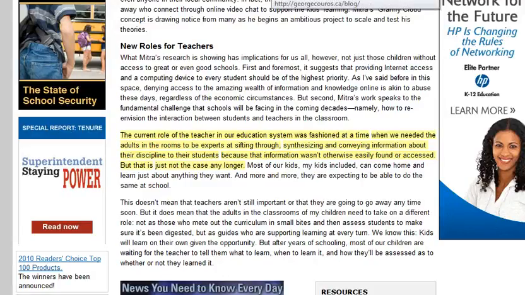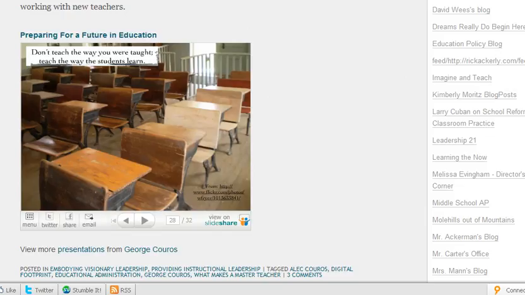Something that I really liked on George Croce's blog, it's actually one of the slides he showed us, is don't teach the way you were taught, teach the way the students learn. So if students are using technology, then I need to find a way to make it relevant to them, let them research online, and even if it's something that they enjoy, they want to learn about, they have to learn about it. It's their passion, and students aren't going to care if it's not something they want to learn about.